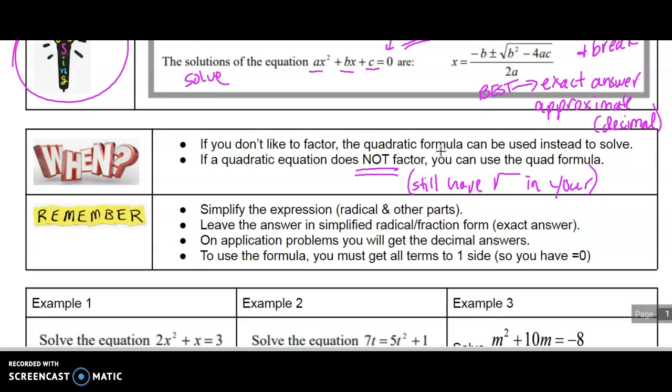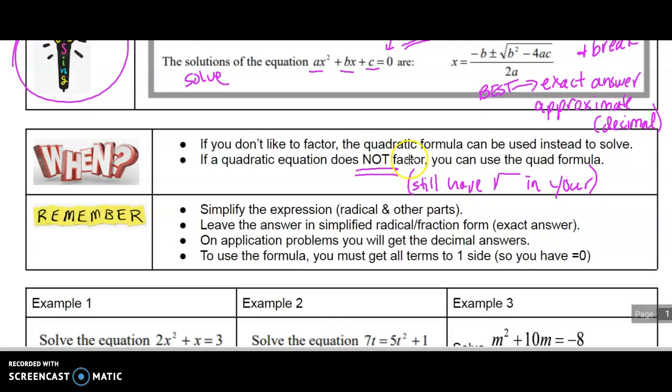So just as a reminder, when you simplify the expression, you want to simplify the radical and the other parts, like 2 times a and things like that. The plus and the minus, that's how we get 2 answers. Leave the answer in simplified radical form. We want the exact answers. Don't use a calculator to get the decimal. You can use a calculator to help clean it up though. On applications, you want the decimals. So in order to use the formula, you do need to get everything to one side, so you have that equals 0, okay? So these are all important rules to remember.